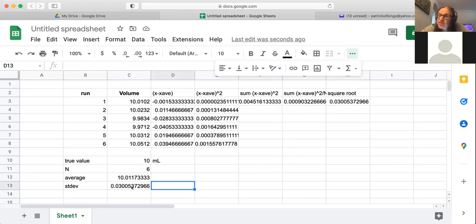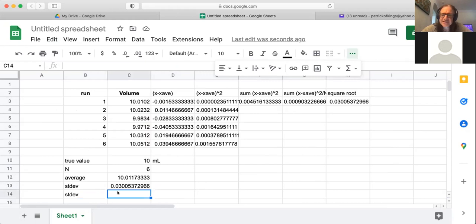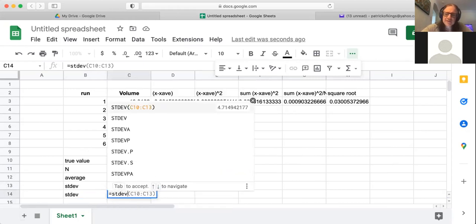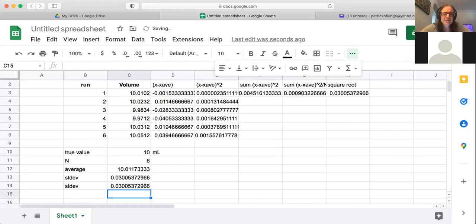Now, having said that, there's an easier way to do the standard deviation. Much easier. The spreadsheet knows how to do standard deviation. So all you gotta do is hit equal sign STDEV, parentheses, pick your volumes, highlight them all, close the parentheses, and you get exactly the same answer. It's a one function thing, but I wanted to show you how to do it step by step. Okay, now we can do our percent error.